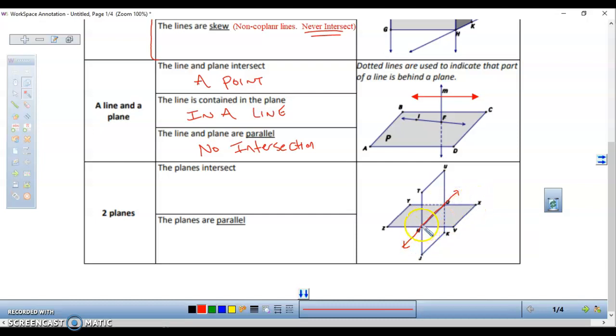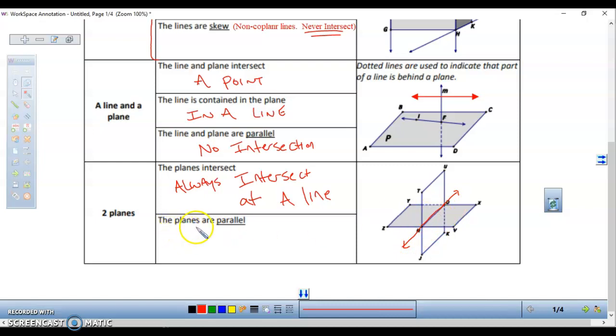Which means that if planes intersect, they always intersect to form a line. Even though this drawing looks like it's a line segment, you must have that conceptual understanding that planes continue forever, and so therefore do their intersections.